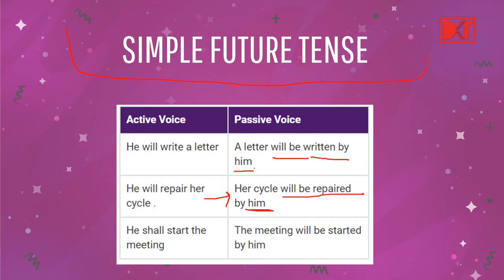He shall start the meeting. The meeting will be started by him. All right. So this is for the simple future.